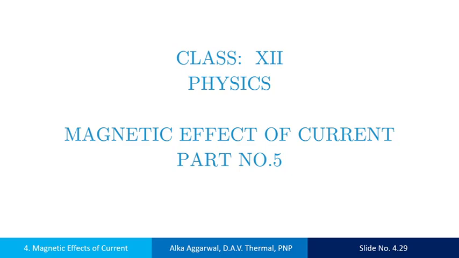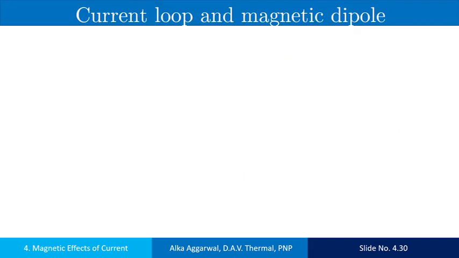Hello. In the last lecture, we studied the Biot-Savart law and its application to find the magnetic field at the center of the current carrying loop and at a point lying on the axis of the current carrying loop. Today we start with the current loop and the magnetic dipole.